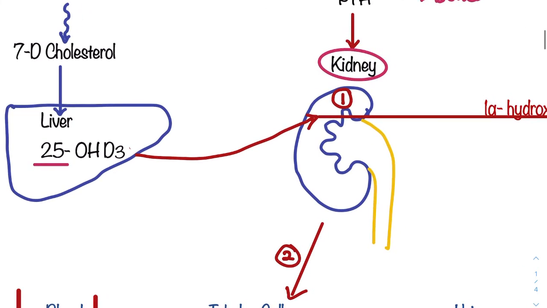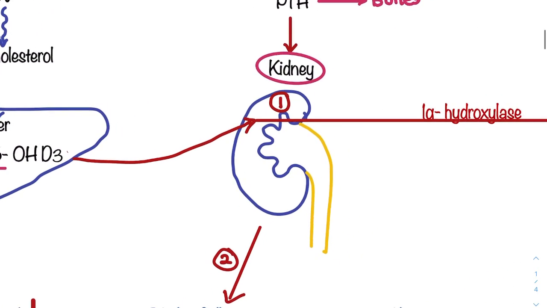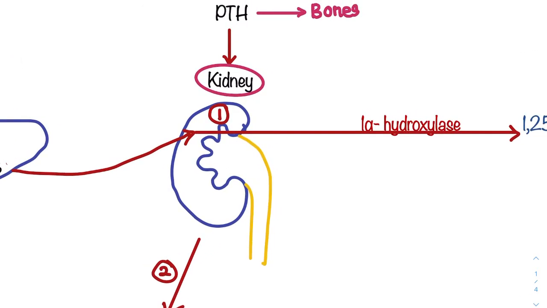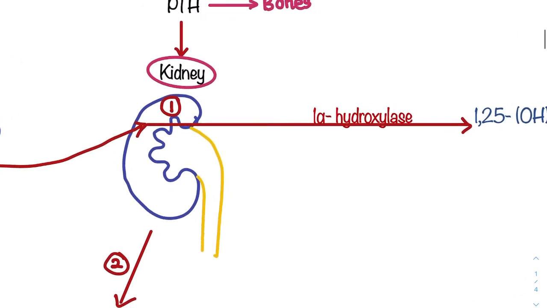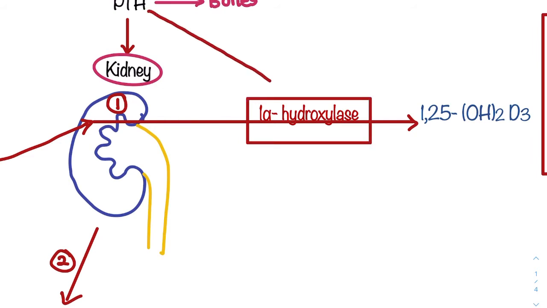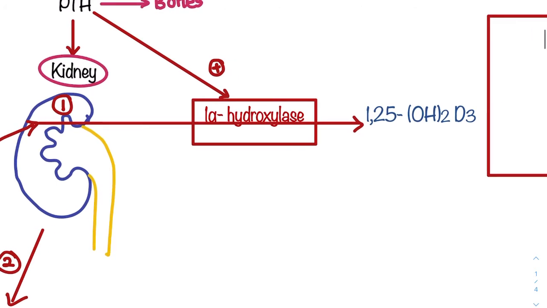Now this molecule will be sent to the kidneys, and when there is activation of those cells in the kidney by parathyroid hormone, an enzyme, a very important enzyme called 1-alpha hydroxylase, the PTH will activate this enzyme. It will add another OH group. It will form 1,25 dihydroxycholecalciferol.